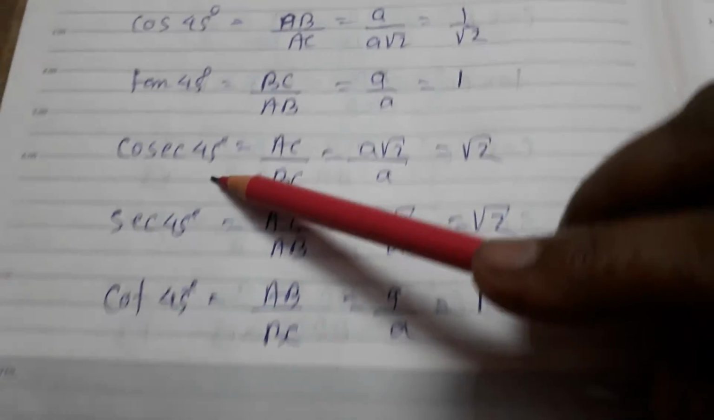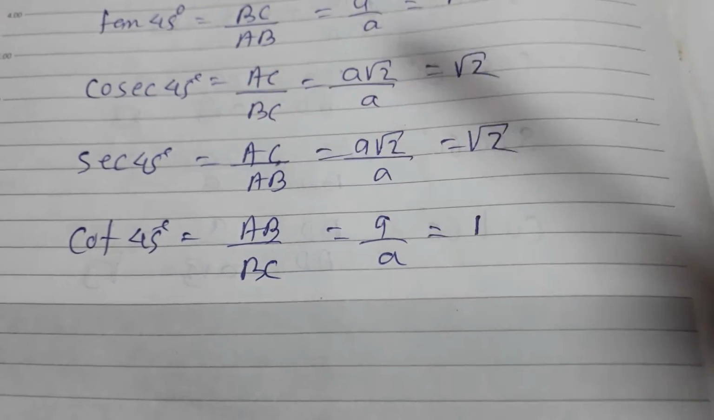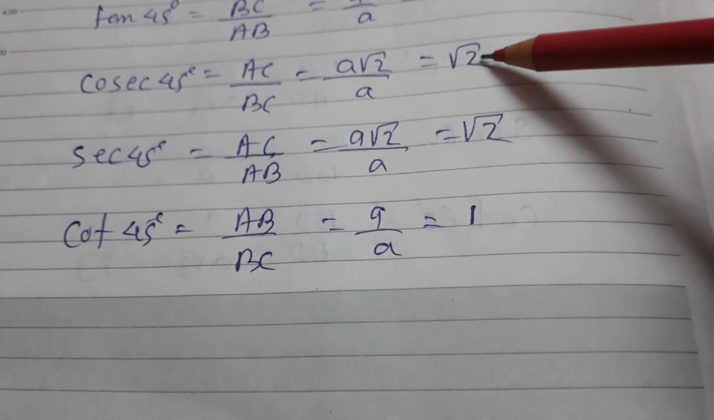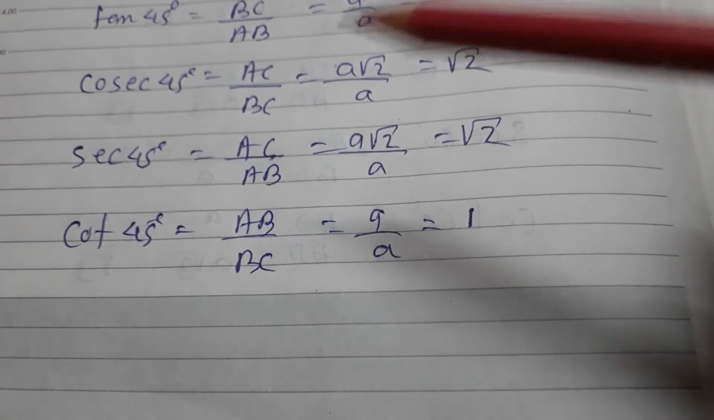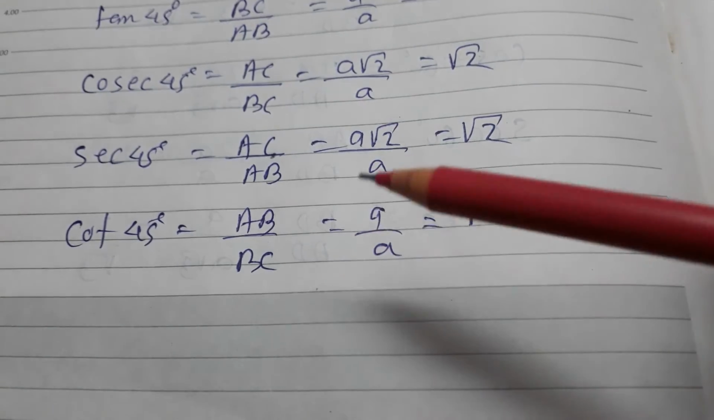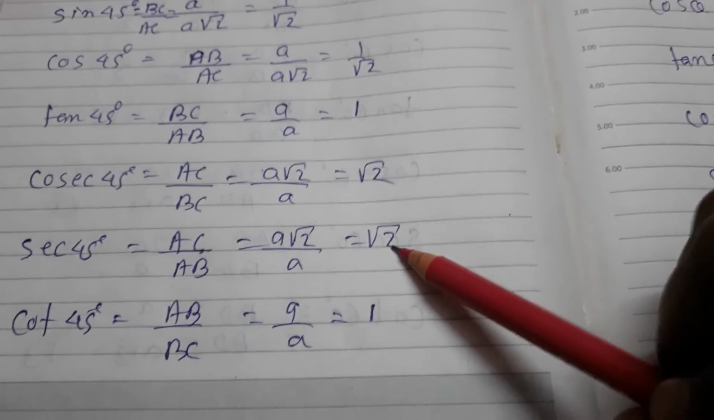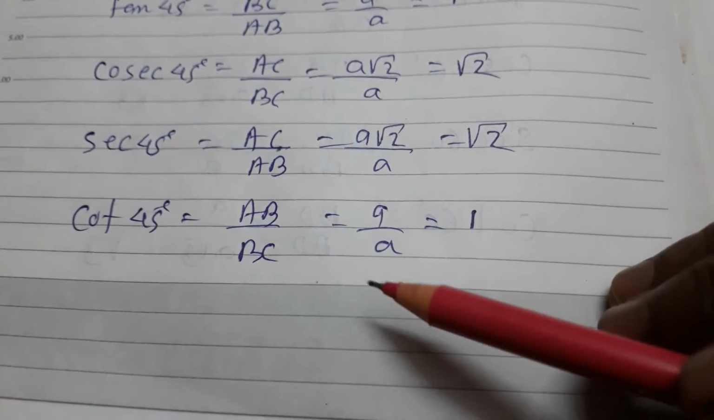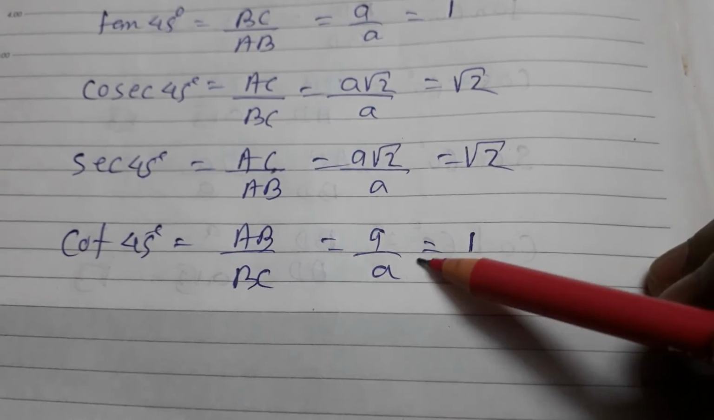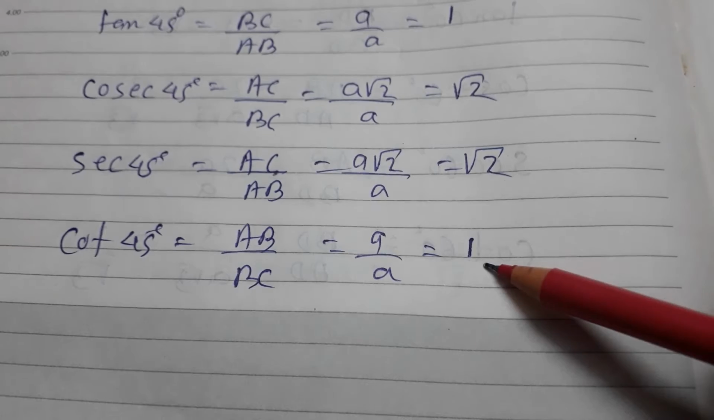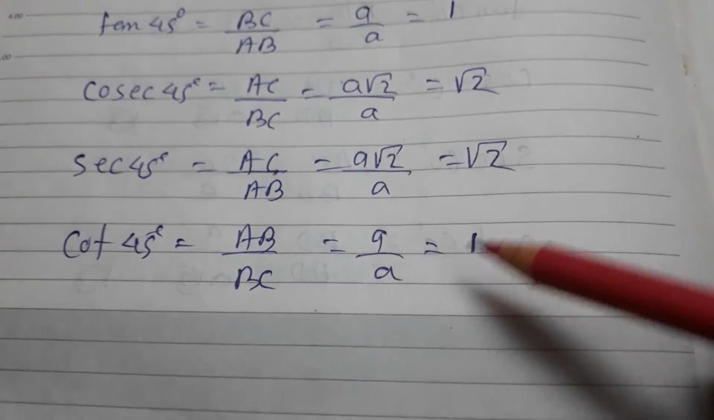Cosec 45 is the reciprocal of sin 45. So it is 1 by root 2, and the reciprocal will be root 2 by 1, that is root 2. Sec 45 is the reciprocal of cos 45. So the reciprocal of 1 by root 2 is root 2. Cot 45 is equal to the reciprocal of tan 45, that is the reciprocal of 1, that is 1.